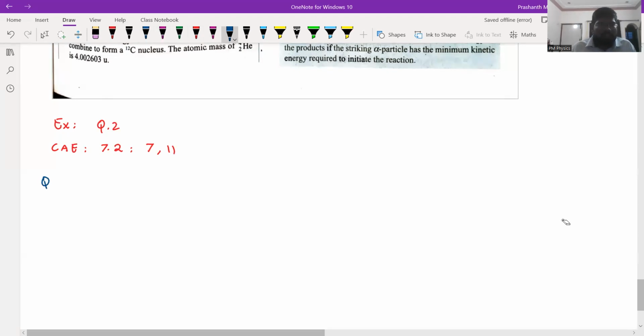Okay, so we'll start with question number 2 of the exercise. What is the thing we're having? There is a sample, a rock. Again, it is a dating kind of question, carbon dating or radioactive dating. Or directly they're asking the age, right?